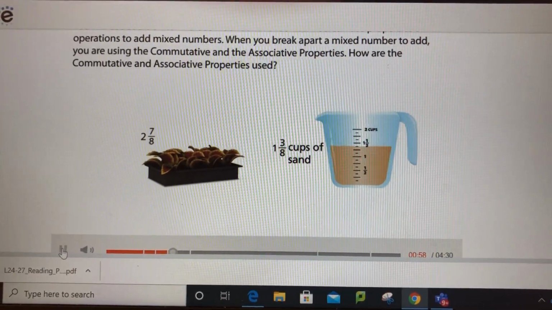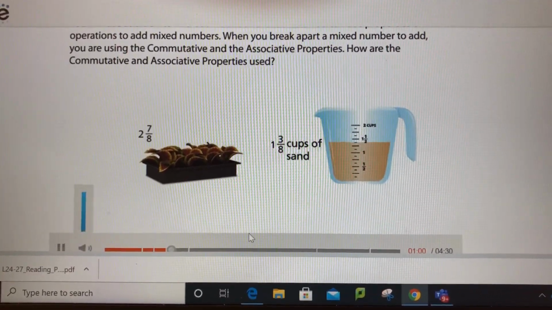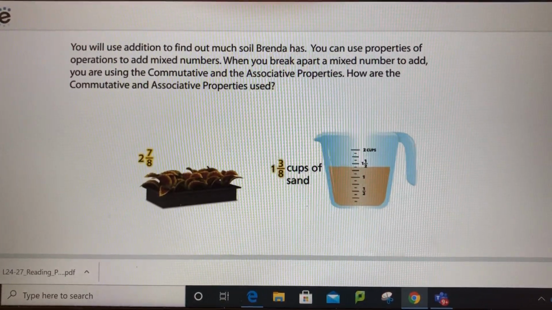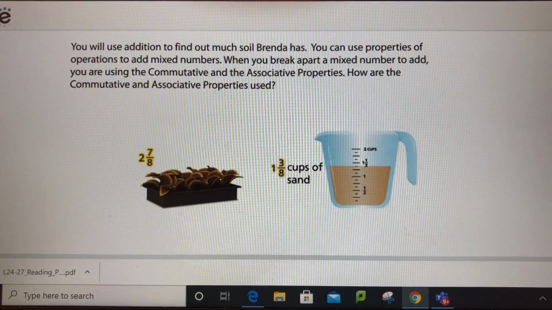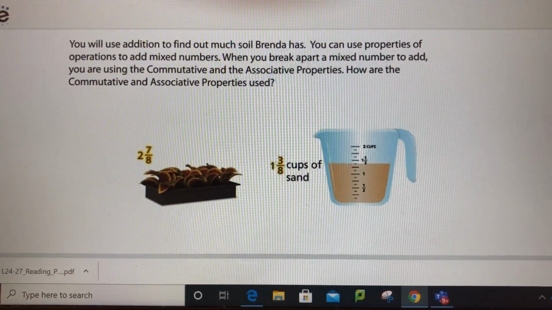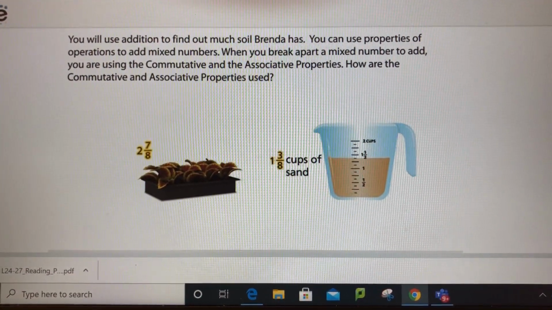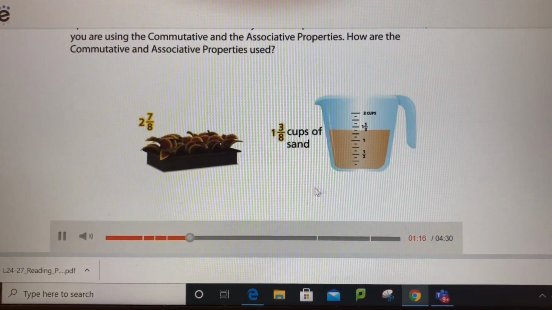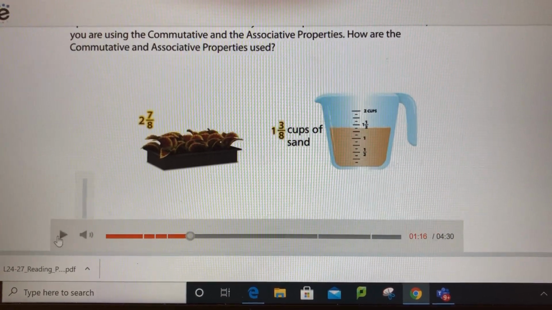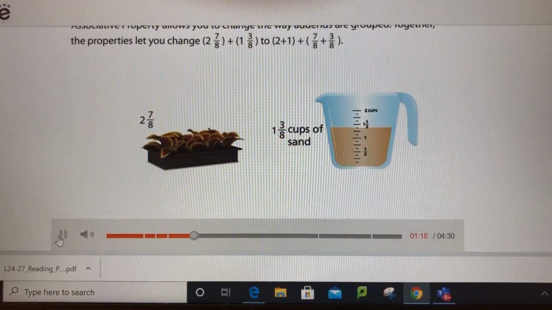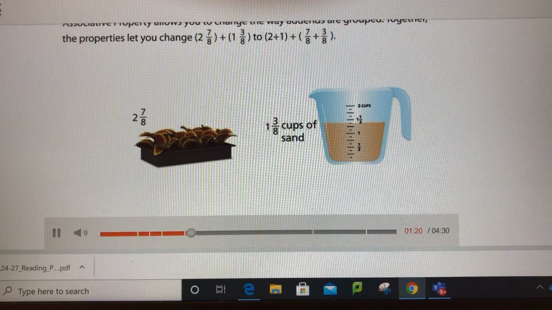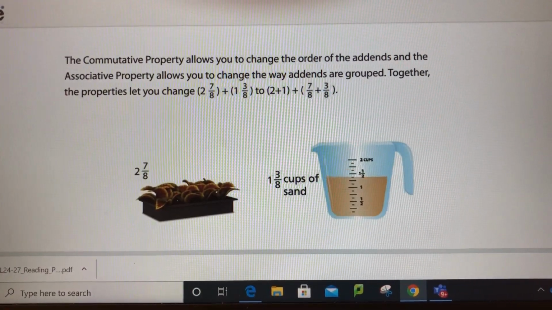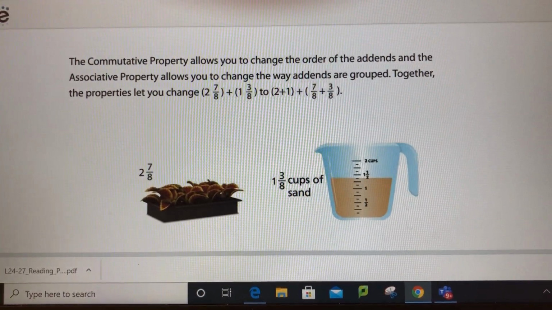You will use addition to find out how much soil Brenda has. You can use properties of operations to add mixed numbers. When you break apart a mixed number to add, you are using the commutative and associative properties. How are the commutative and associative properties used? The commutative property allows you to change the order of the addends, and the associative property allows you to change the way addends are grouped.